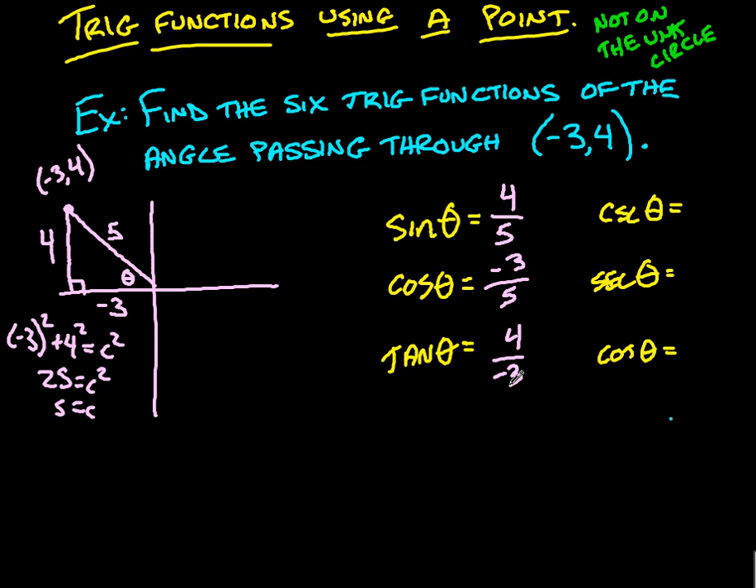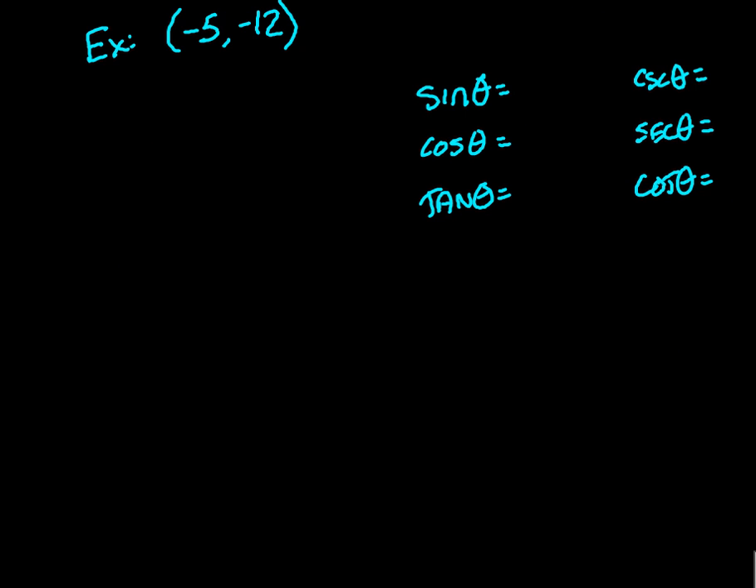At this point, I want to check my answer. This point we said was in quadrant 2. Remember we said last class we had all students take calculus. In quadrant 2, the only thing that should be positive is sine, which it definitely is. That's the only one that has a positive there. Then to find the other 3, I just need to flip all of these. So 5 over 4, -5 over 3, and -3 over 4. Just like that. All right, here's another example.